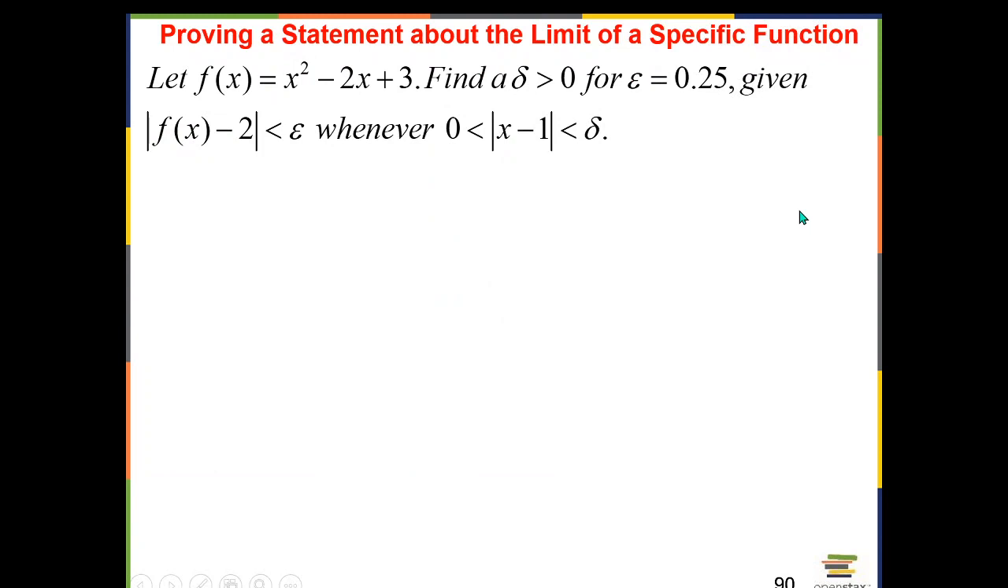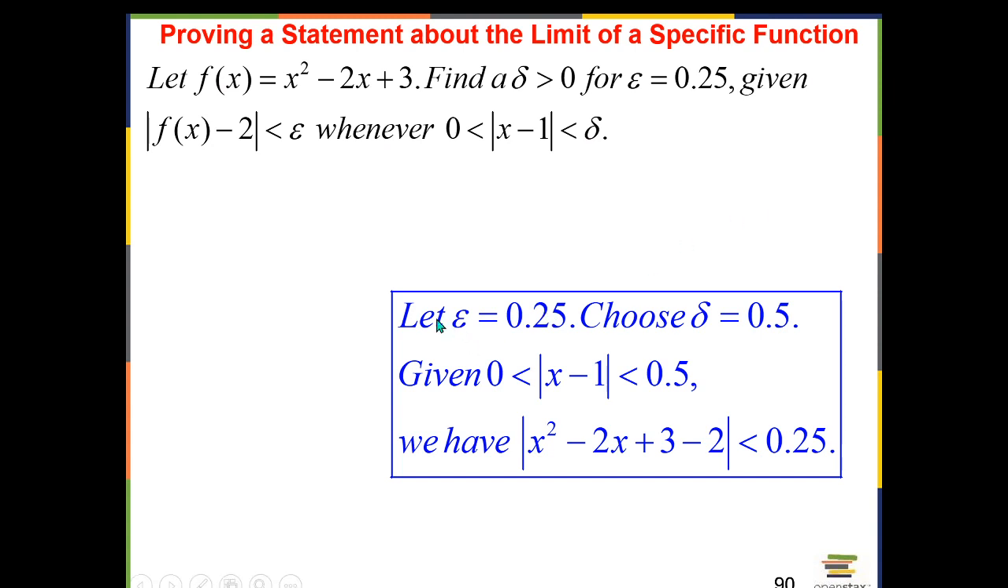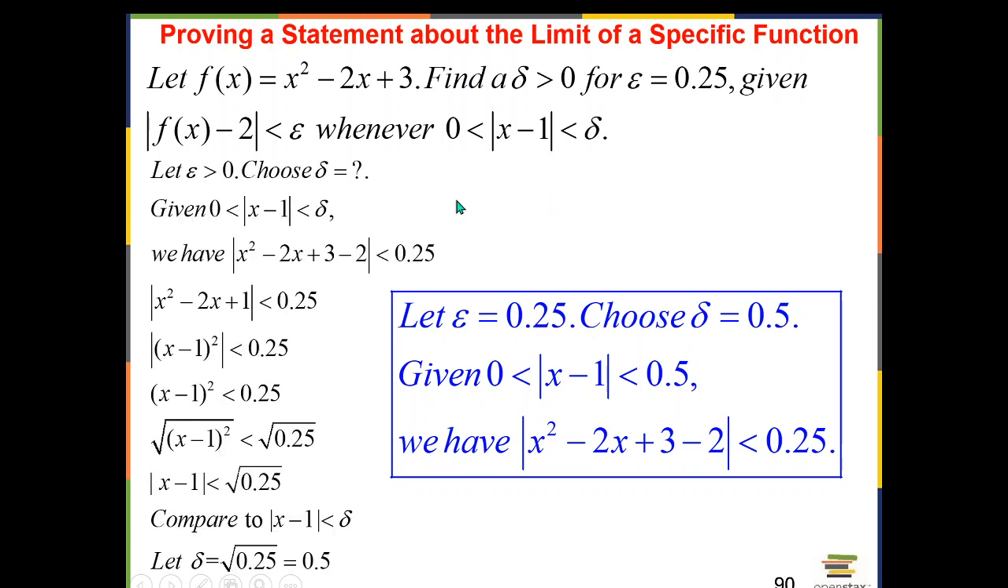And here's another one. It says find the delta when epsilon is 0.25 for this limit, right? So here's what we do. Let epsilon be 0.25, choose delta to be 0.5. Given that, we have that. Now, how do we know the delta is 0.5? Well, we can find it. Here we go. So we say let epsilon be greater than 0, choose delta to be, well, we don't know. So here our epsilon is 0.25, so we put it there.